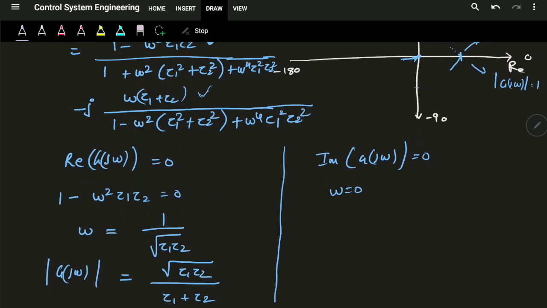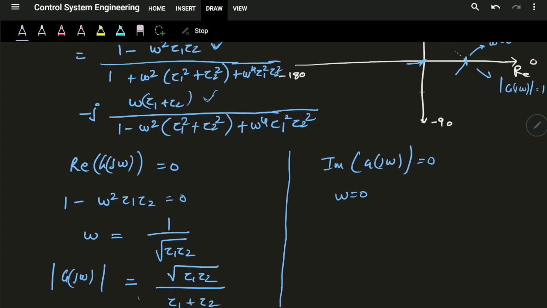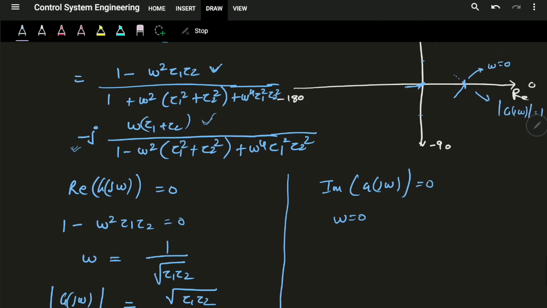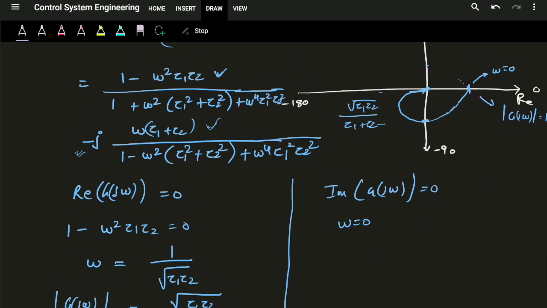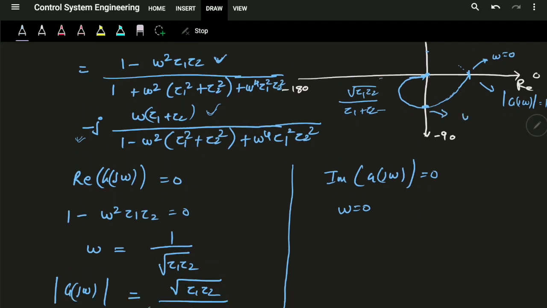Since we have this magnitude and the imaginary part is negative, we can say that this particular point exists on the negative part, and this value is equal to square root of tau 1 tau 2 divided by tau 1 plus tau 2. The polar plot will go like this. It will cross at this point and will come back at minus 180 degrees towards 0. Okay, and the frequency at this position will be equal to 1 upon square root of tau 1 tau 2.